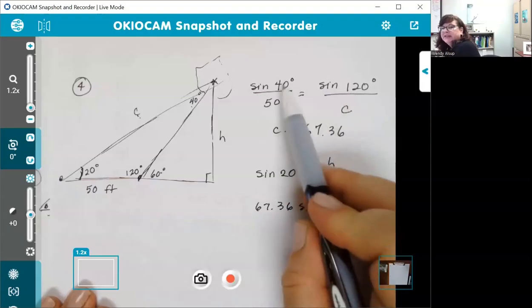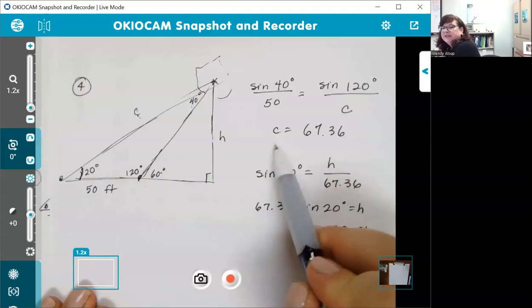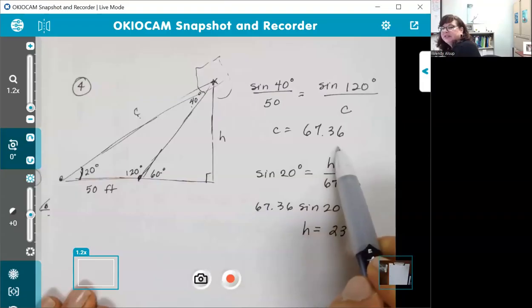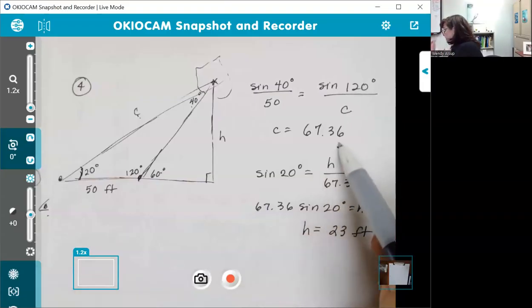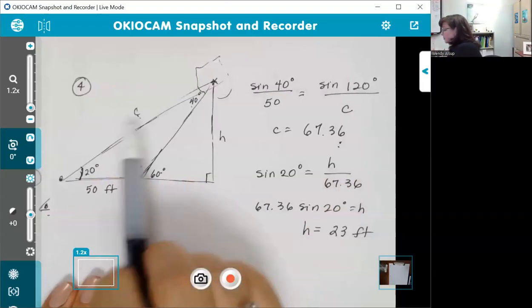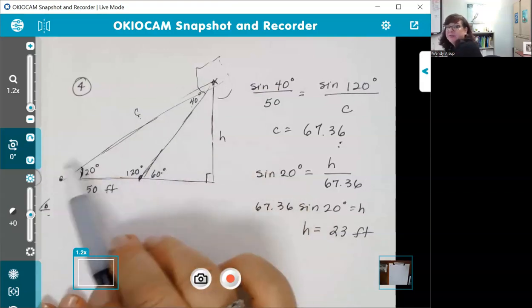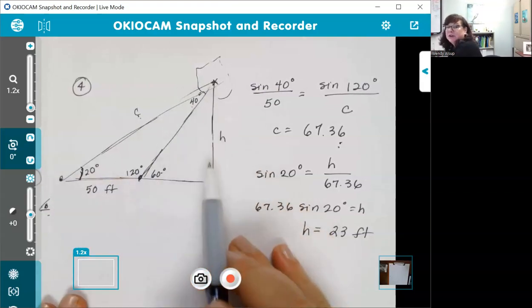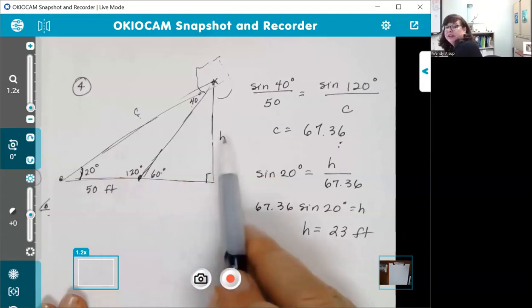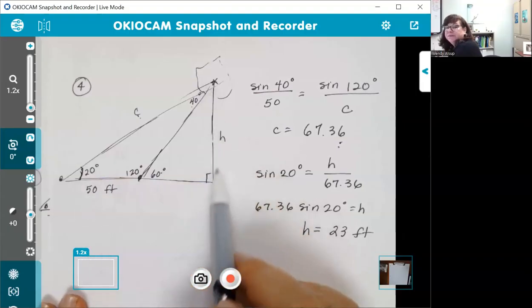Cross multiply, divide by the extra number. You get C is 67.36. I just went ahead and rounded to 2 decimal places here. All right, so that then is the C value. That is the hypotenuse of the larger triangle that is formed with the H as the height here.